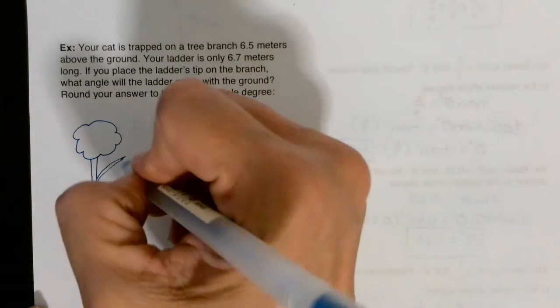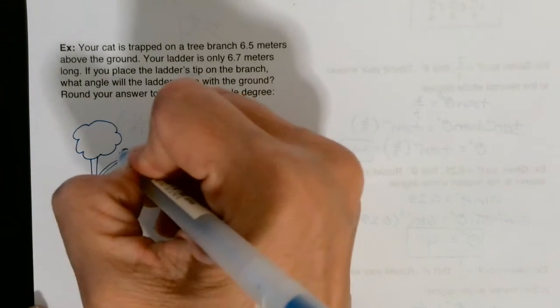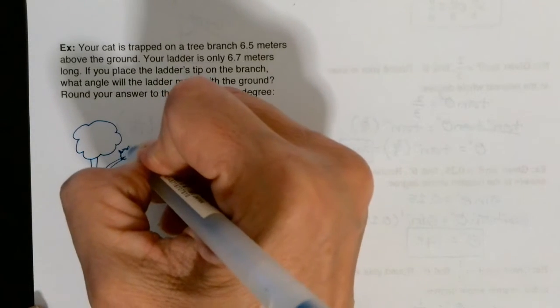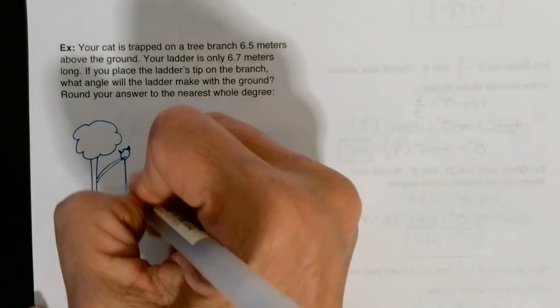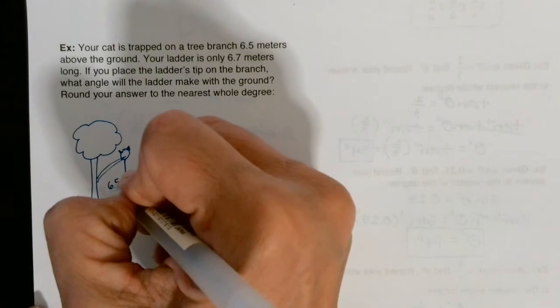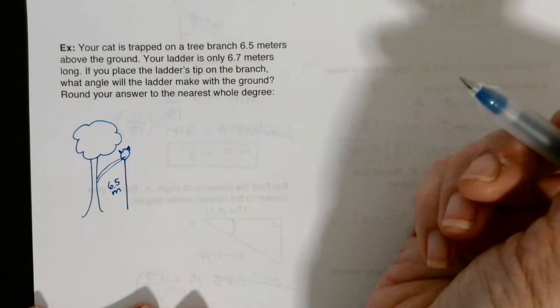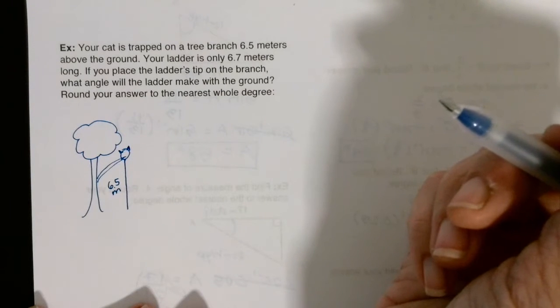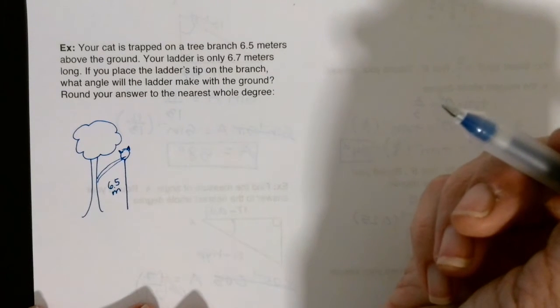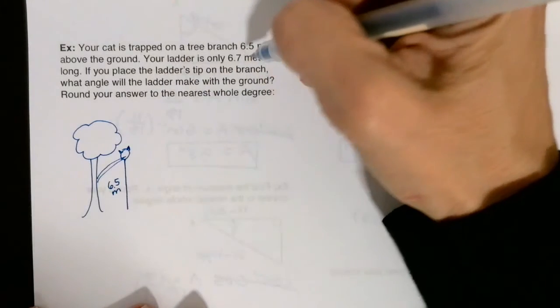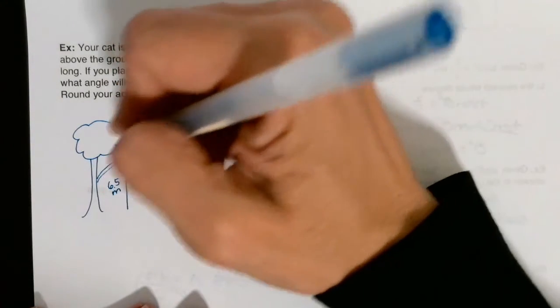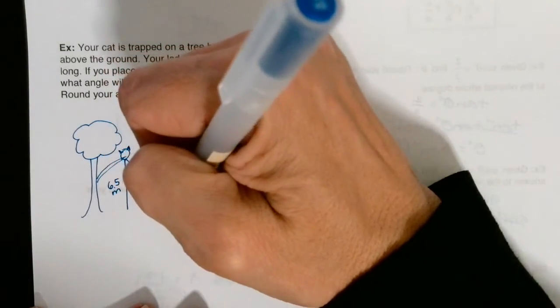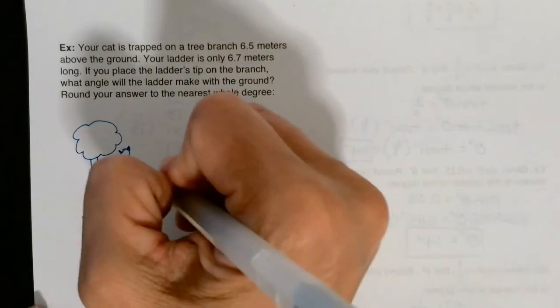6.5 meters above the ground. So here's your kitty cat. I will draw just a face-ish. And it's 6.5 meters above the ground. If you place the ladder's tip on the branch, what angle will the ladder make with the ground? Now, keeping in mind your ladder is only 6.7 meters. So here's your 6.7 meter ladder.